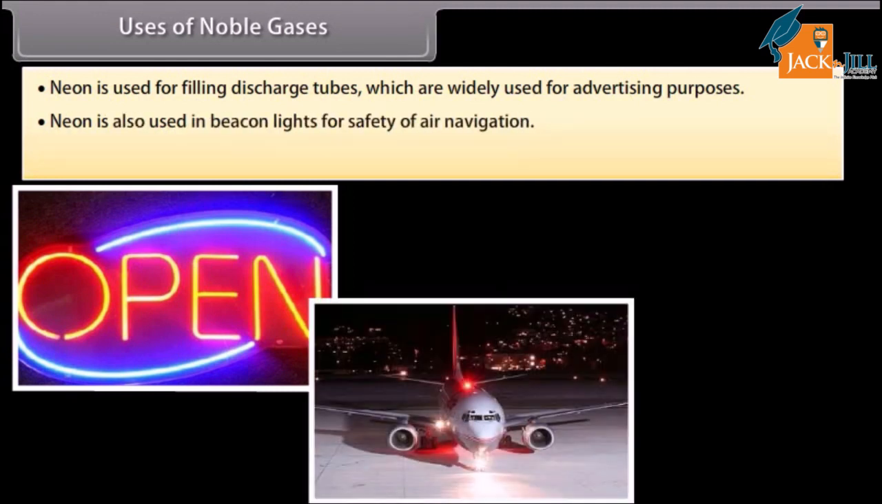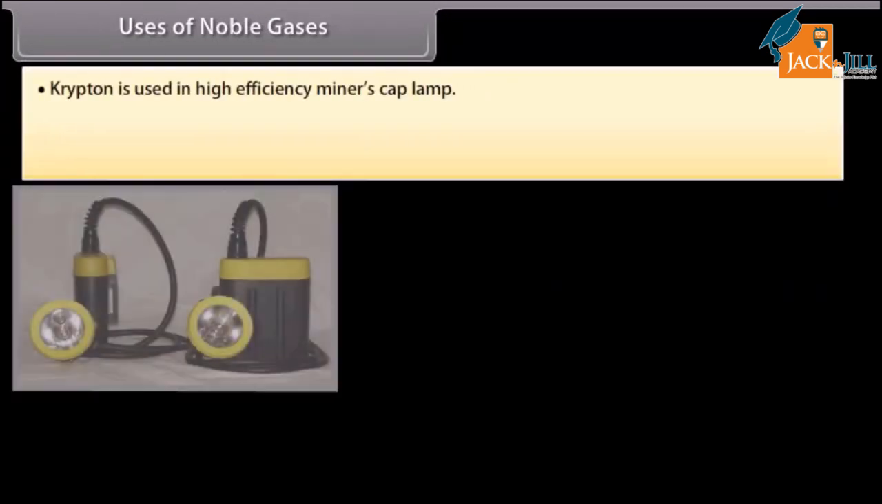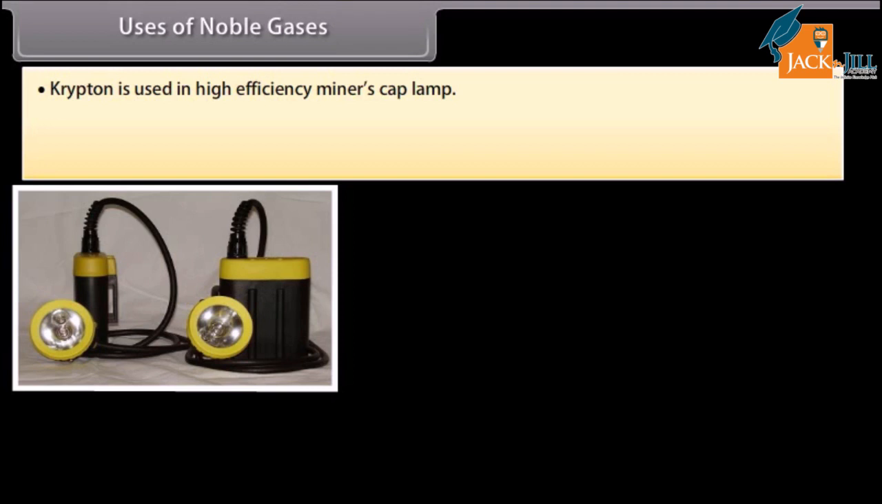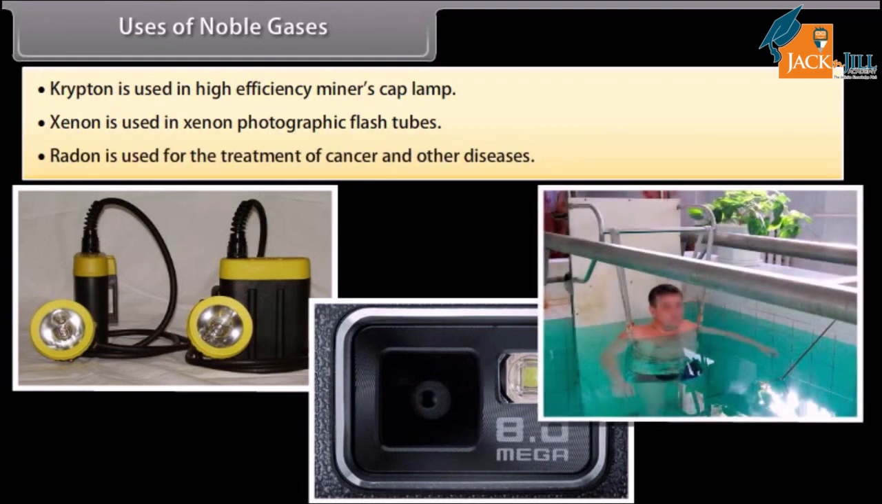Neon is also used in beacon lights for safety of air navigation, as the light possesses fog and storm-penetrating power. Along with nitrogen, argon is used in gas-filled electric lamps because argon is more inert than nitrogen. Krypton is used in high-efficiency miner's cap lamps. Xenon is used in xenon photographic flash tubes. Radon is used for the treatment of cancer and other diseases.